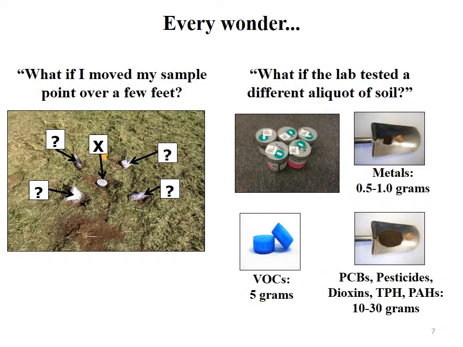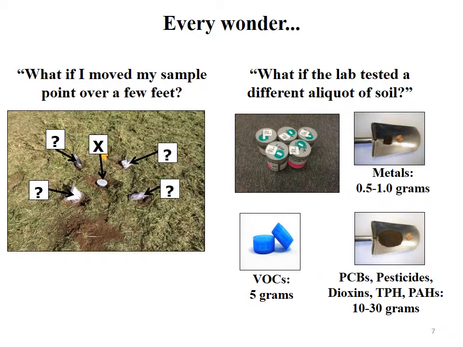So what's going on here? Maybe it has something to do with the way we're collecting the samples. And anyone who's ever done any field work probably wonders the same thing. What if I move my sample point over a few feet? Would I get a different answer, and how different would it be? Or what if the lab tested a different aliquot of soil from the discrete soil sample I sent, or a different spoonful or pinch of soil from that jar?